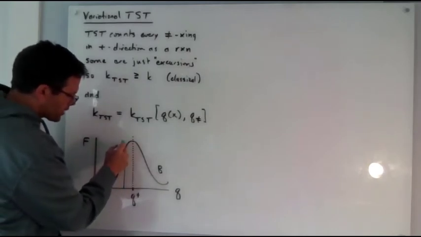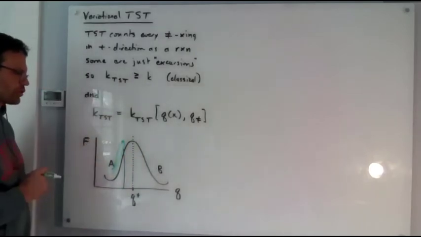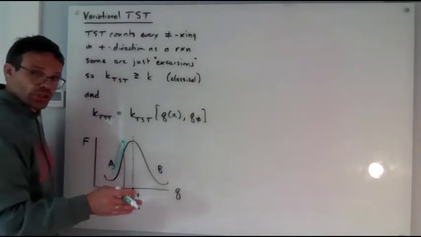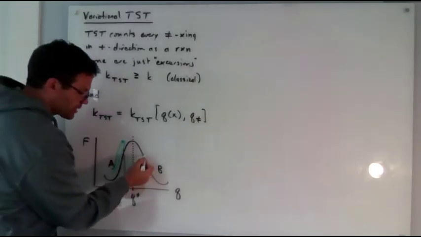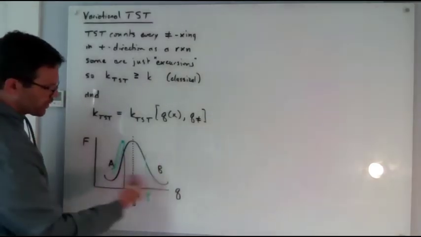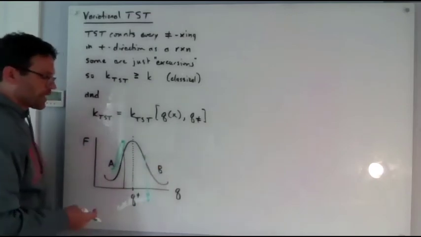So this one crossed right here and then turned around and went back. So transition state theory is going to count that trajectory, and it should not have. Now you might think, well, then the obvious solution is to actually place your dividing surface way over here. I can position my dividing surface way on the other side, and now I'm sure that everything that crossed over is going to ultimately make it onto B.